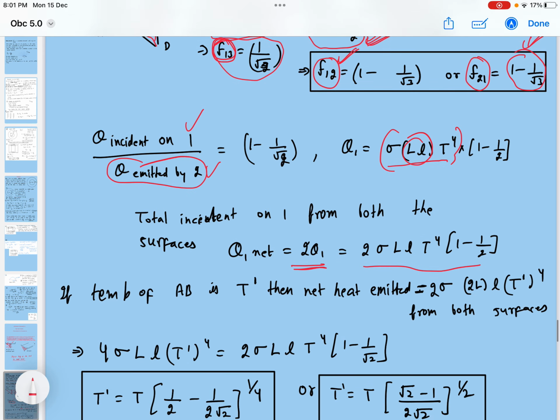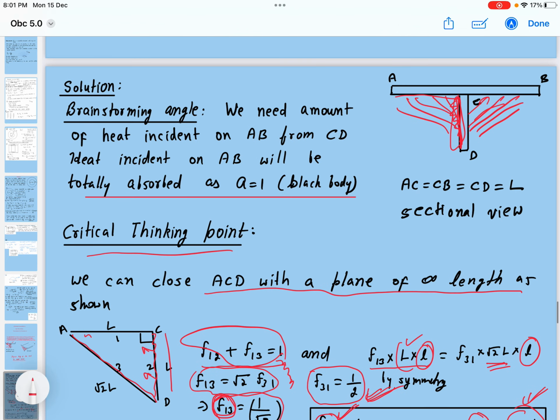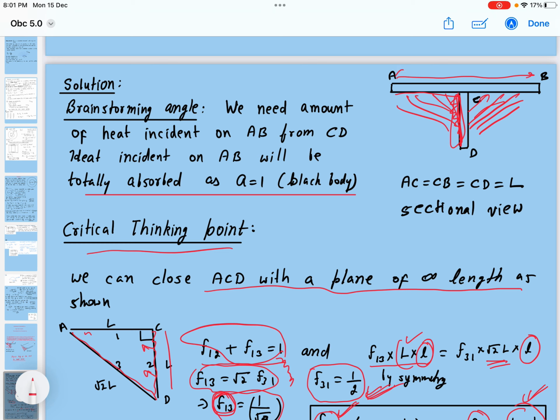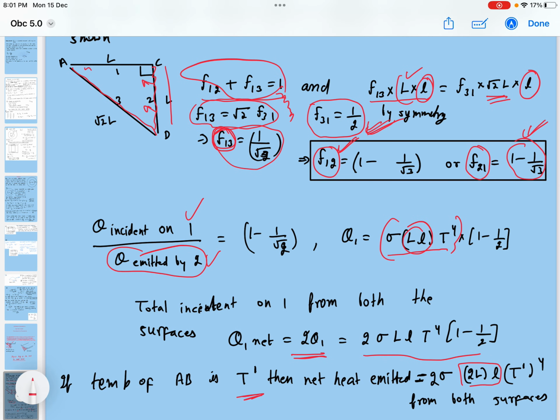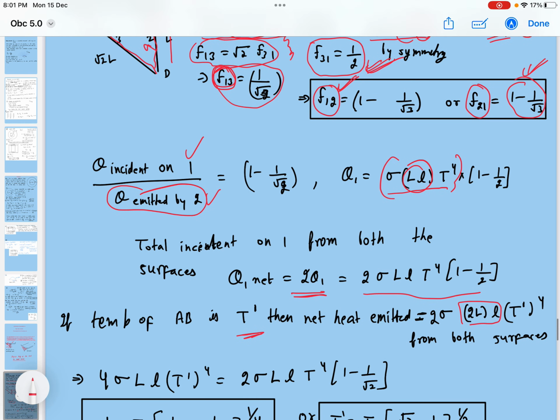So the temperature of AB we are assuming to be T dash. The net heat emitted is 2 sigma times the area. Now I'm talking about AB. The total length of AB is 2L, and the plane length is small l, so the area is 2 into capital L into small l. And it is emitting on both sides. The question said that heat transfer is taking place only through radiation, so conduction is not taking place. That gives the total heat emitted.